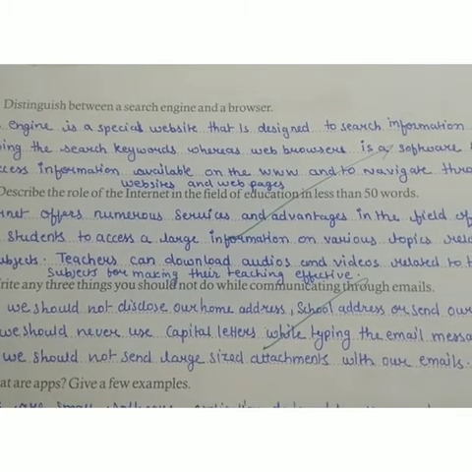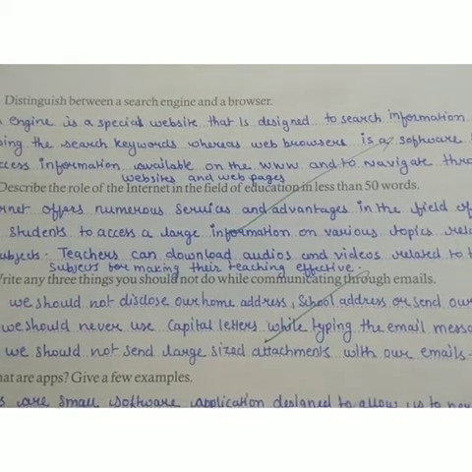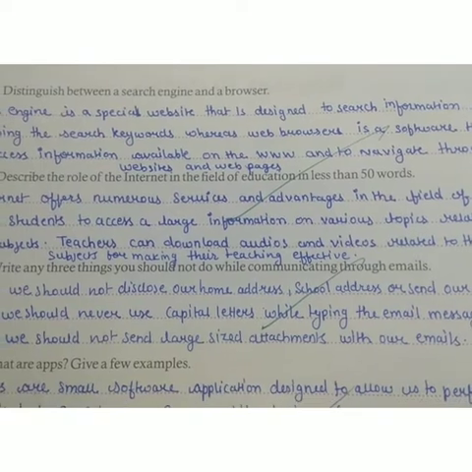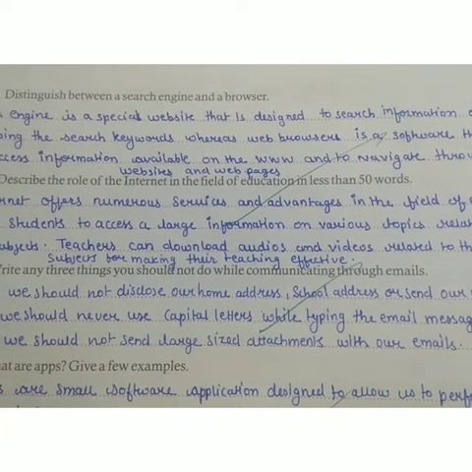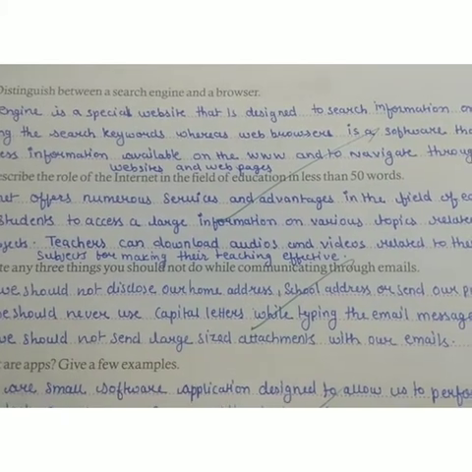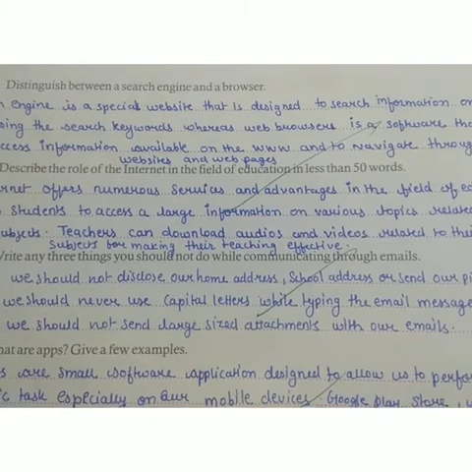Fourth question, students, describe the role of the internet in the field of education in less than 50 words. So the internet offers numerous services and advantages in the field of education, and it helps students to access a large amount of information on various topics related to their subjects. And teachers can download audio and video related to the teaching subject for making their teaching effective.